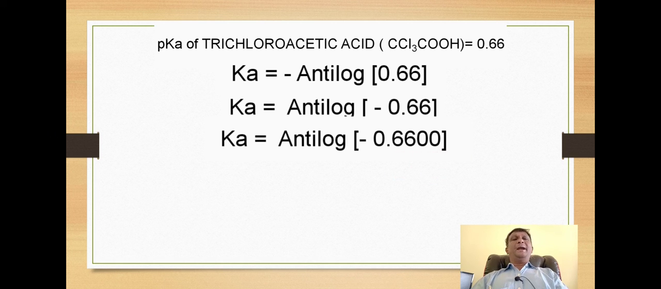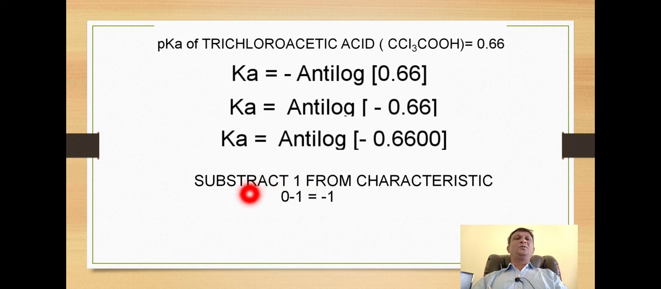0.6600. In case of negative values, dear students, we have to make a very special kind of correction over here. For example, we have to subtract 1 from the characteristic. So when 1 is subtracted from 0, it will become minus 1. So this minus 1 then goes to the power of 10. That means after solving the equation, we have to put this minus 1 into power of 10. So it will become 10 to power minus 1.